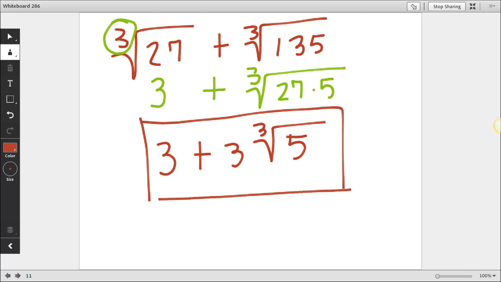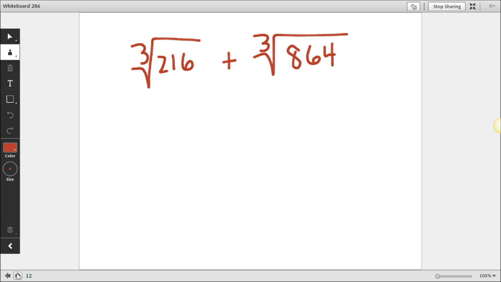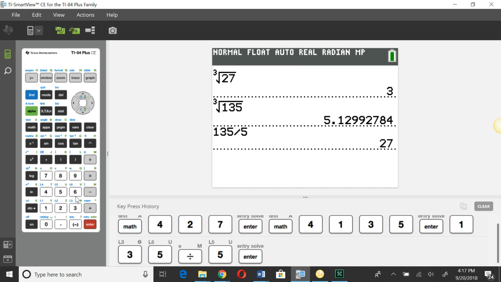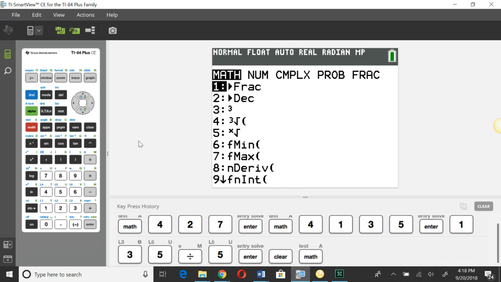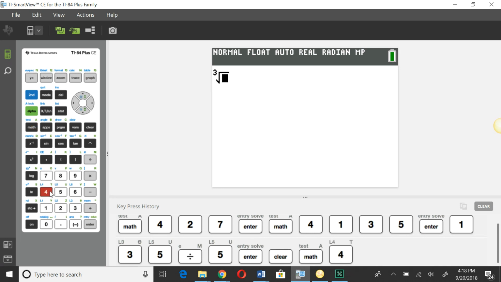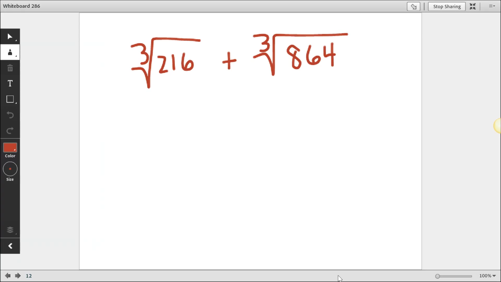So I'm going to do one more real quick. A little bit bigger numbers. I've got the cube root of 216, the cube root of 864. If you don't know what the cube root is, try to figure it out. So let's see if we can figure out the cube root, and again, it's math, option 4. Then we're going to put in 216 and see if it has a cube root. Look at that, it's 6. So I know the cube root of 216 is 6.